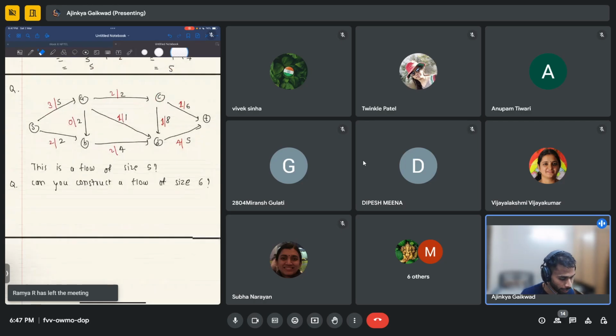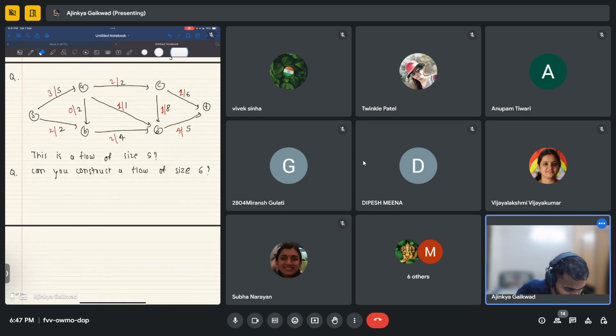Okay, so let's come back and look at this flow of size 5 here. In this case, I had a flow of size 5. Now you will see in the coming lectures, you will use this idea called the augmenting path technique to calculate the maximum flow. So let me first only define how you construct an augmenting path of a flow network.